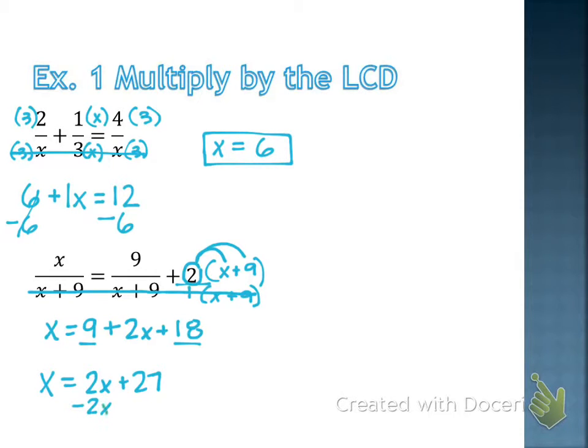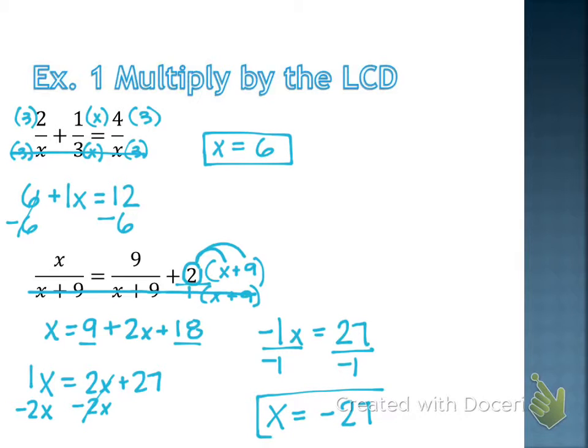Subtract 2x. Perfect. It needs to go over here to combine with its like term. What's that number in front of x? 1. So 1 minus 2x is negative 1x is equal to 27. Now, can we do this like our other one and just say, oh, x equals 27? No, because anytime you have a negative, we actually have to divide by a negative because it's going to change the sign. And what does x equal? Negative 27.